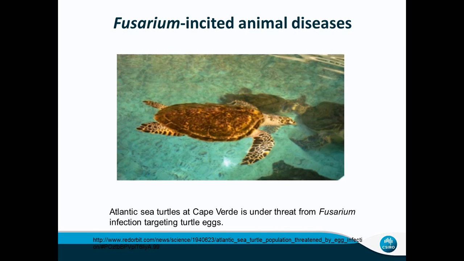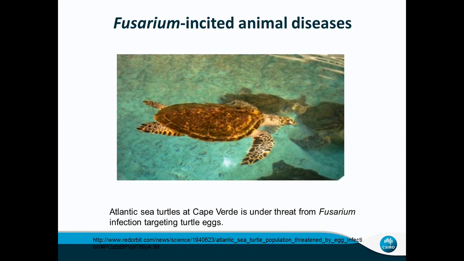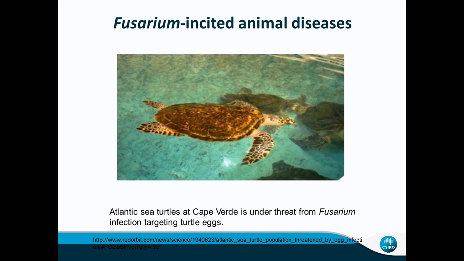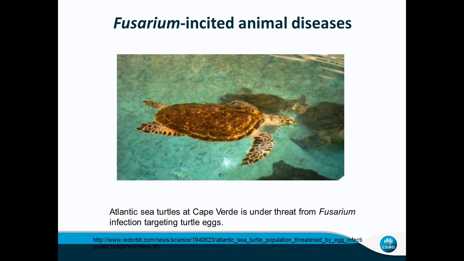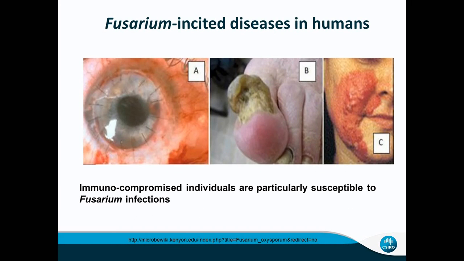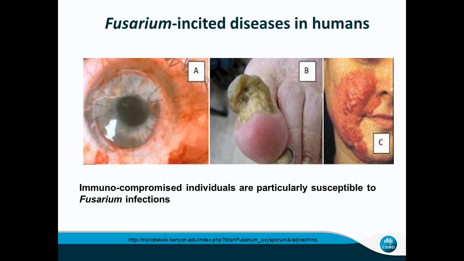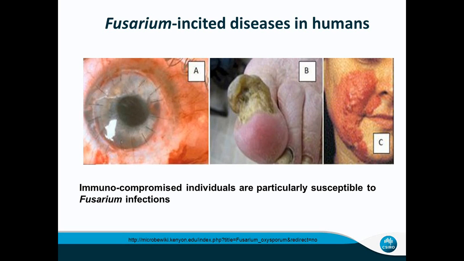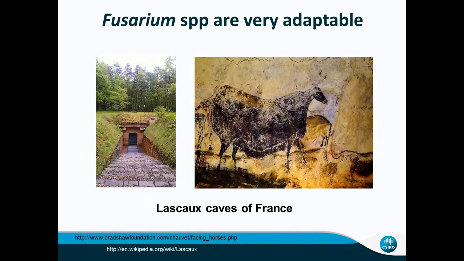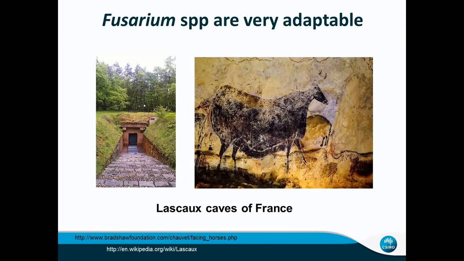And this is a story published in a scientific journal, so it's not just newspaper news. Furthermore, certain Fusarium species can cause, as you can see here, rather grotesque infection symptoms on humans, especially in immunocompromised individuals. So overall, these groups of Fusarium fungi are quite obviously important pathogens for all sorts of life.